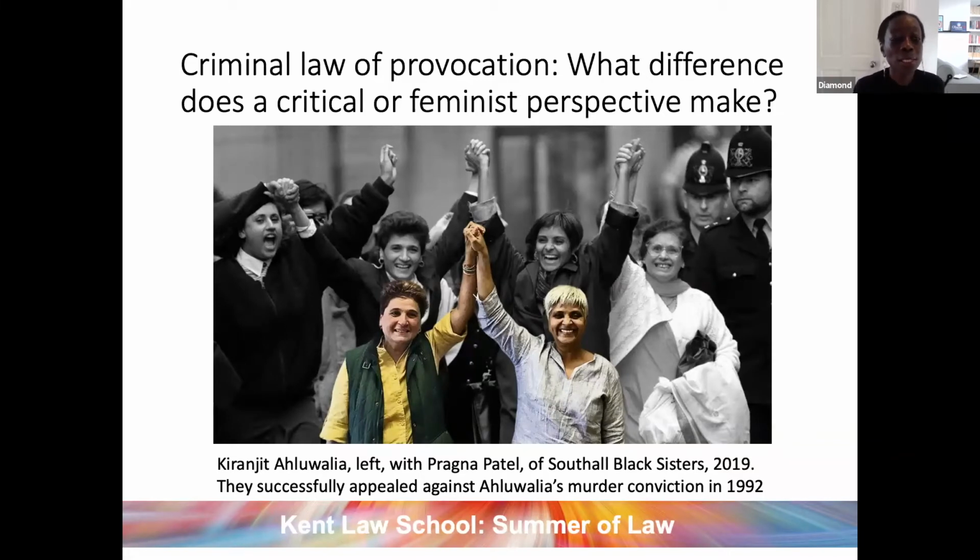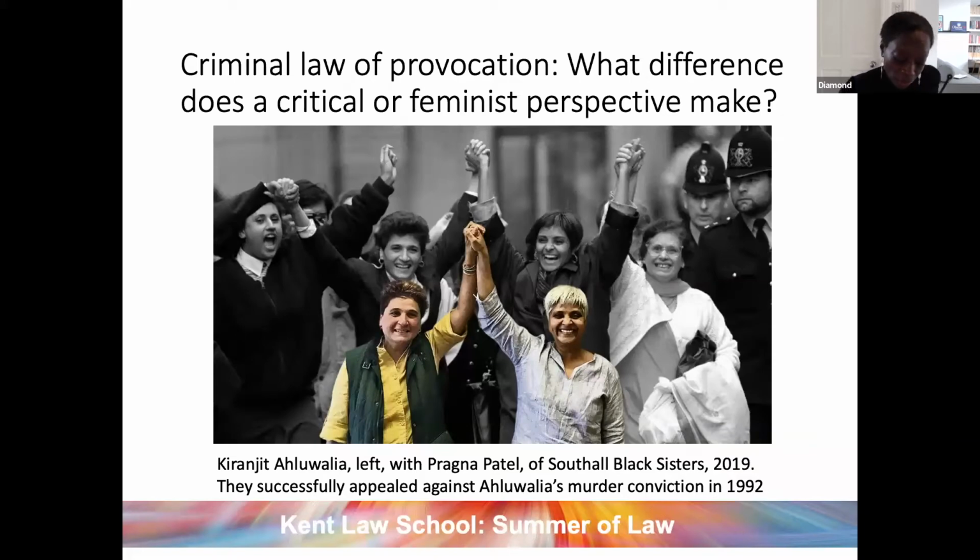And this changed in the case of Karanjit Ahluwalia, who's on the left there in the yellow shirt with Pragna Patel in the grey shirt. Pragna Patel was her solicitor from a women's rights organisation called Southall Black Sisters. This photograph was taken in 2019, several years after her murder conviction was successfully quashed in 1992.